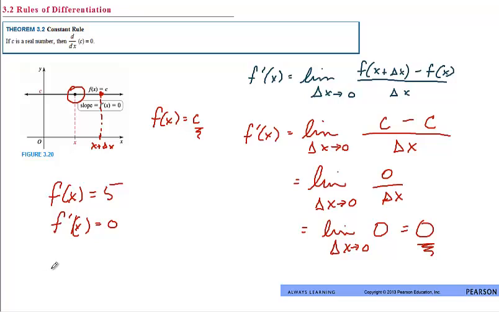If I have g of x equal to 72, g prime of x equals 0. I now have a generalization for a function that's a constant. I know that the slope is 0. We're going to go and find some more rules.